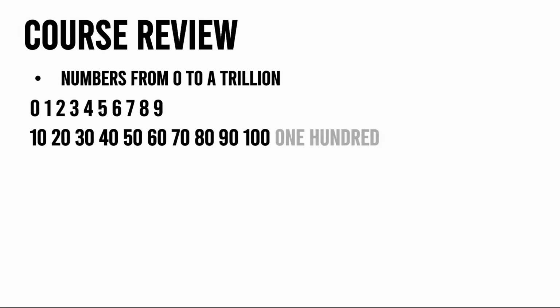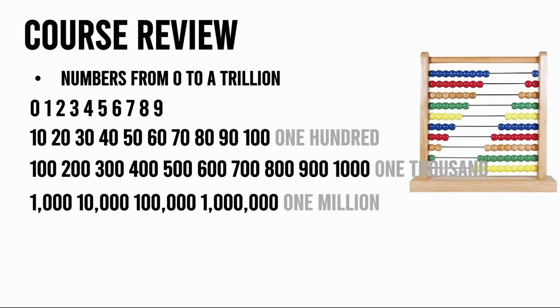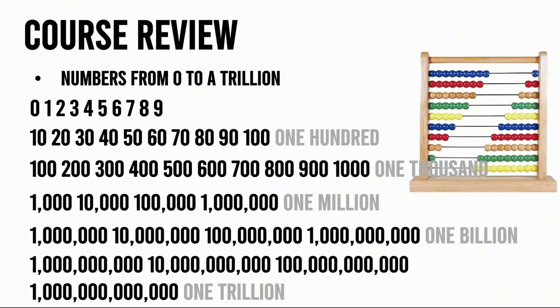Numbers from 0 to a trillion. We also review numerical magnitudes from 0 up to 1 trillion. A large but finite range, of course, since there are infinitely many numbers overall. You can write these large numbers in different ways: without separators, with a space every 3 digits, or using a comma for clarity.